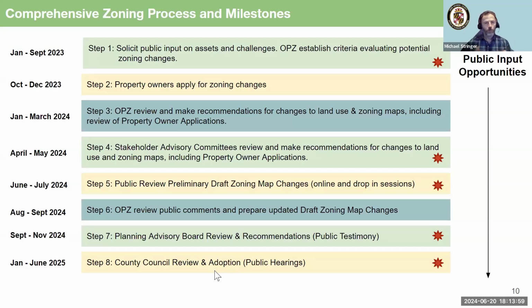Then after we got those owner applications in, Office of Planning and Zoning, OPZ staff reviewed and made our initial recommendations. And then we reviewed those with the stakeholder advisory committees in April through May of this year. They make their own recommendations. Sometimes they agree, sometimes they disagree. Those were in open public meetings. And now as you get to review this draft zoning map, you'll be able to see the owner applications and any other change, as well as the stakeholder advisory committee's recommendations, as well as Office of Planning and Zoning's.